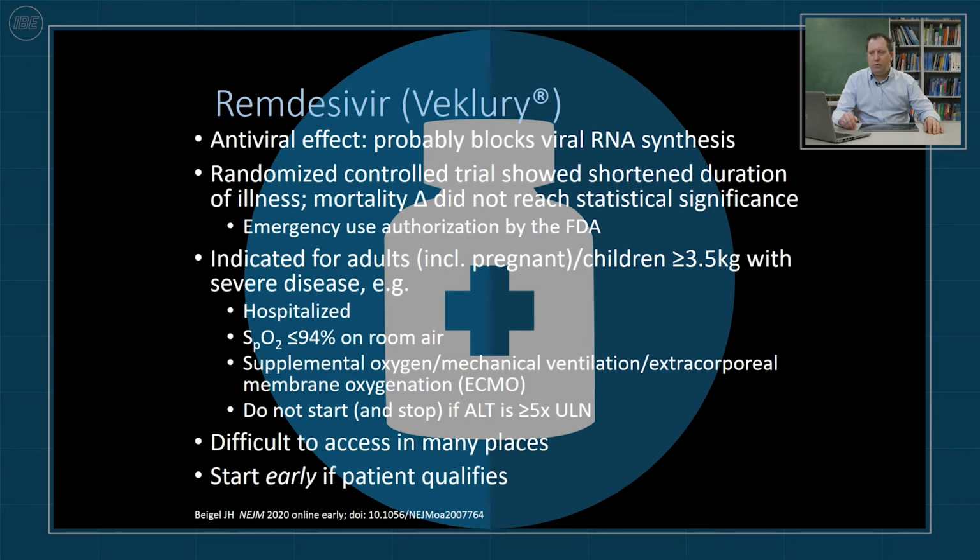Remdesivir is indicated for adults and children, except those who have severe acute kidney injury, who are hospitalized and have less than or equal to 94% peripheral oxygen saturation on room air, or who require mechanical ventilation or ECMO. They are also contraindicated if the ALT is greater than 5 times the upper limit of normal. In many patients, remdesivir is still difficult to access, but if it's available, do start it early if the patient qualifies, and we'll come back to that later.